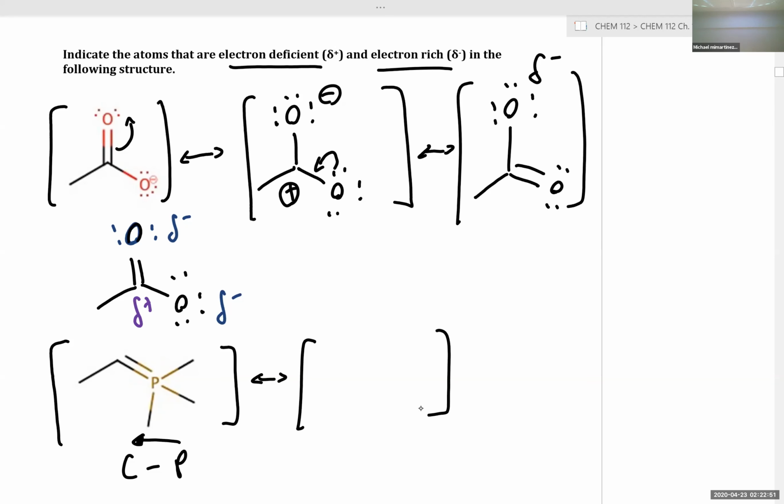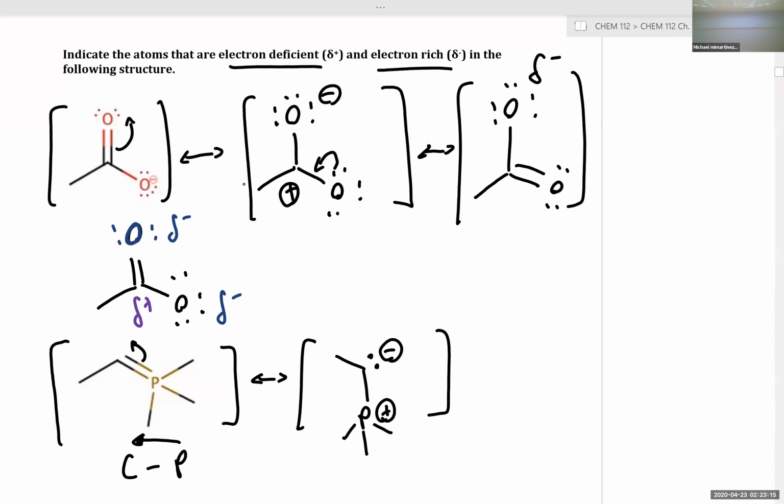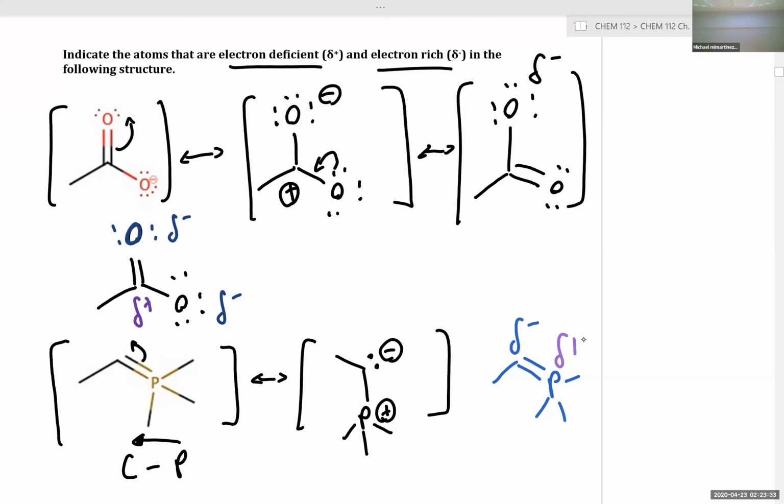So if we think about our resonance structures, a major resonance structure for this type of reagent, known as a Wittig reagent, would be something like this. So then, thinking about the polarizability of our bonds, which site is most nucleophilic? Which site gets a delta minus? Which site is electron rich, the carbon or the phosphorus? So if we draw our molecule out, which site is electron rich? The carbon. So it has a delta minus. Well, our phosphorus is relatively electron deficient. So it has a delta plus.